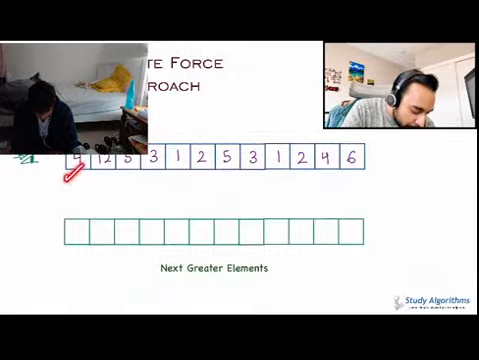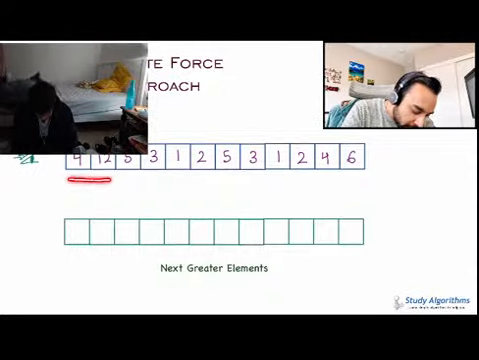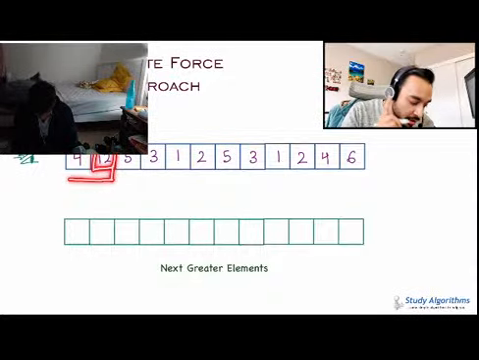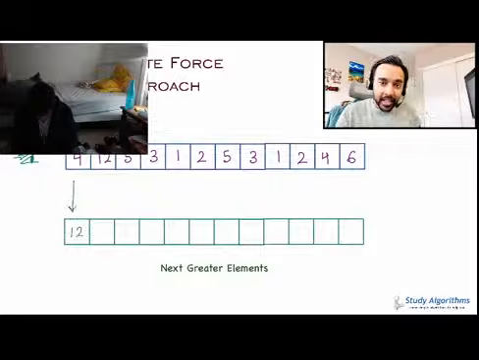Let us start from the beginning. I have element number 4 with me, correct? So when I start looking from the left direction, what is the first element that I find that is greater than 4? That will be 12, correct? So the next greater element for element number 4 will be simply 12. This is how you populate your array.